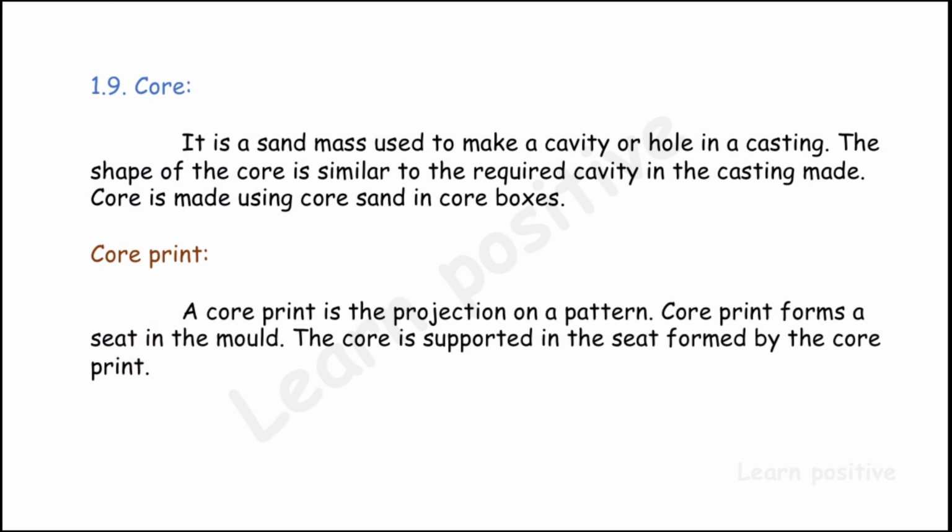So friends, we know what a core is now. If the final casting has a hole, we use a core for the hole. We don't use drilling or removing material from that casting. So we use the core for the hole in the casting and the core print. If there is any hole projection in the casting, we will create a core print in the pattern. So the core print is used to support the core in the mold cavity.